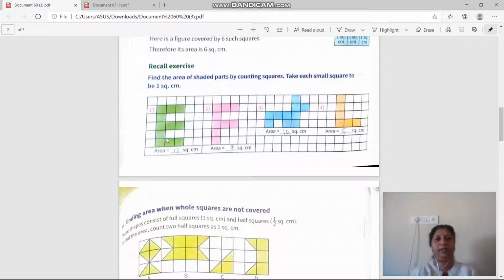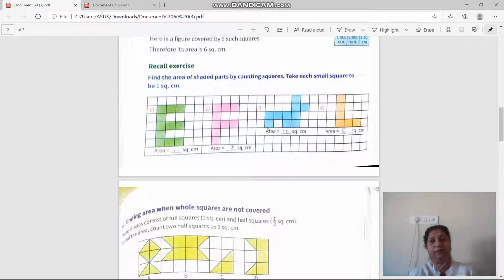So let's calculate the area of this E, green E. 1, 2, 3, 4, 5, 6, 7, 8, 9, 10 and 11. Get it? Let's calculate this one. We'll start from here. 1, 2, 3, 4, 5, 6, 7, 8 and 9 and so on. We can calculate these areas also. Okay, these are the full squares, right? It means the figure covers all complete squares.